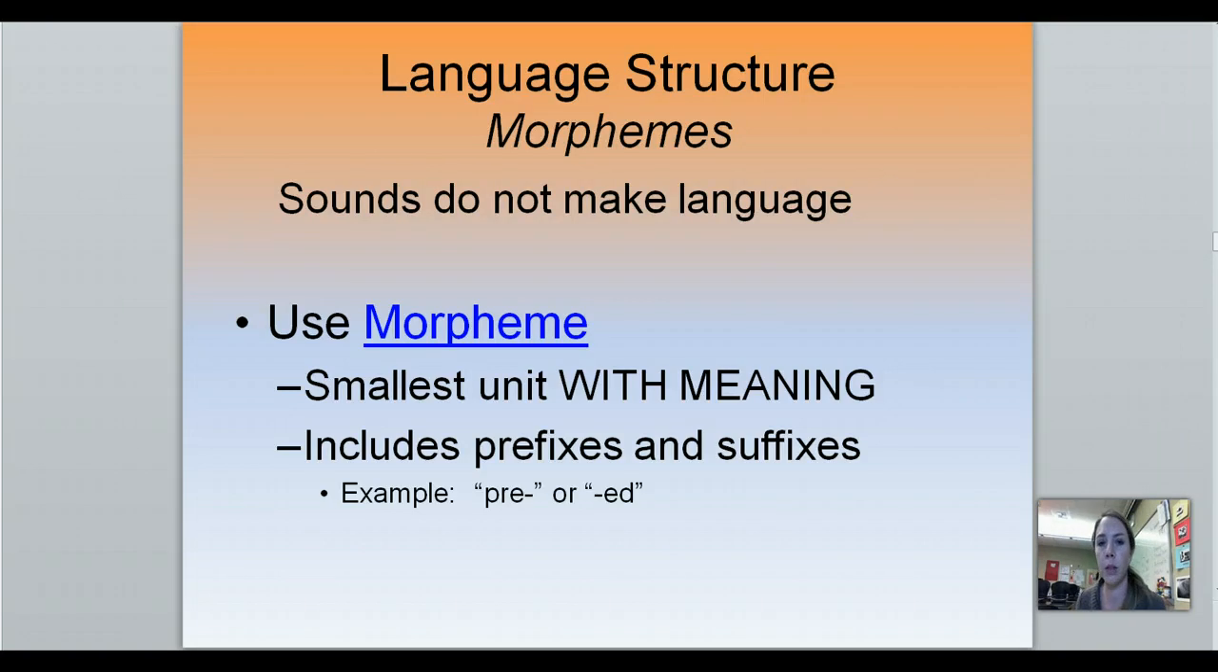Okay, so as from the last note, sounds do not make language. Our morpheme, which kind of sounds like morphine, is the smallest unit of sound with meaning. So now I'm actually communicating. Sounds do not make language, but morphemes do. These include things like prefixes and suffixes. An example would be pre or ed, which is the smallest unit that has meaning. Pre means before, and ed means it's a verb, it's done. So a phoneme versus a morpheme: smallest unit of sound, versus smallest unit with meaning associated with it. You can think of morpheme as meaning, since both have M's in them.